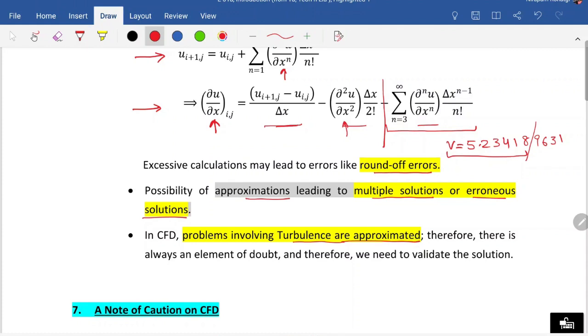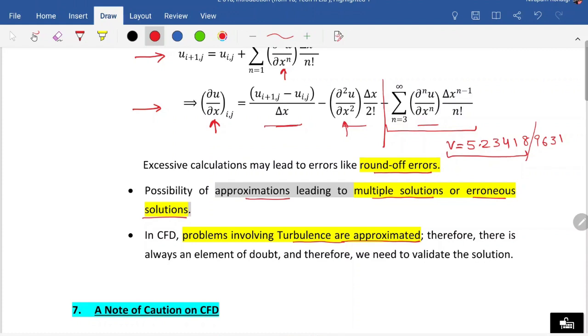There are no laws to govern turbulence. Whenever you want to solve turbulence, the problem is that in CFD there is no problem which is without turbulence. I mean, not to the word, most of the problems contain turbulence. And there is no theoretical solution for turbulence.